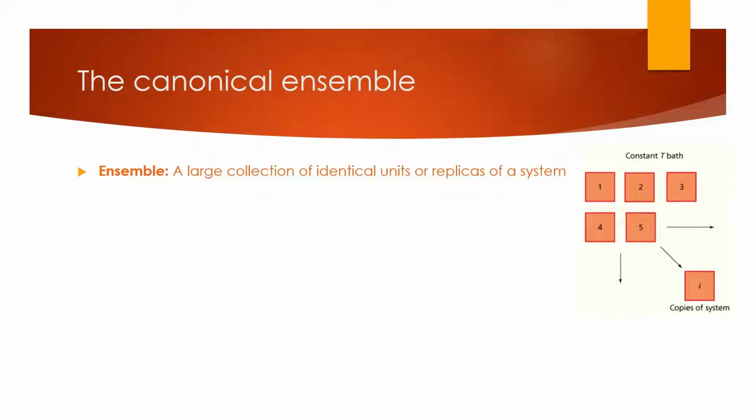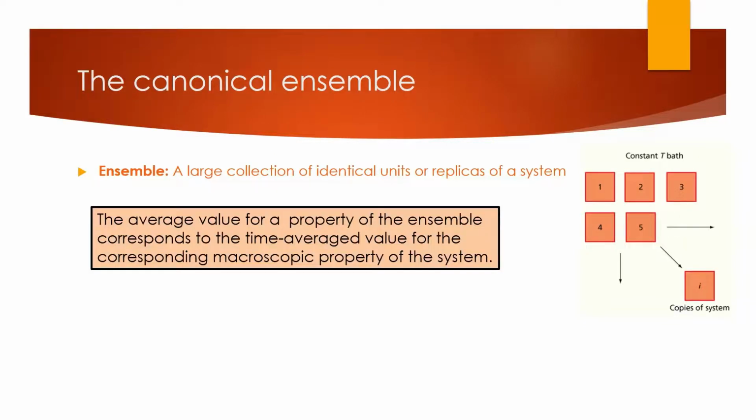We'll define a statistical mechanics postulate here. This seems pretty obvious to us, but the average value for a property of the ensemble corresponds to the time average value of the corresponding macroscopic property of the system. So what that means is if I measure the temperature of my swimming pool, I get an average temperature over time of what the swimming pool is, and that average temperature of the entire pool is also the average temperature for my individual units of water. This makes sense to us.